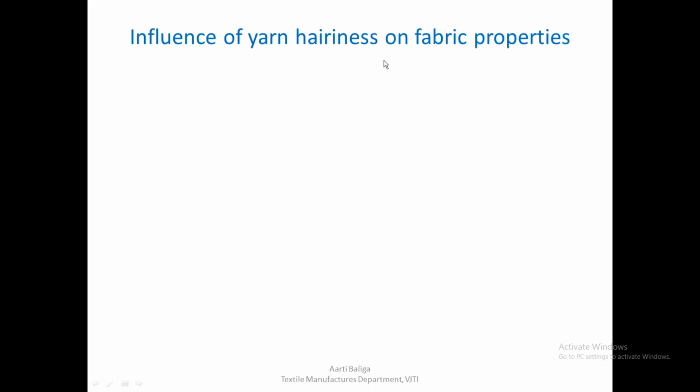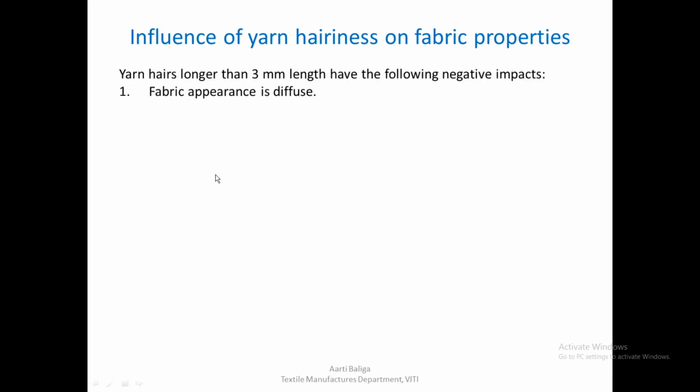Influence of yarn hairiness on fabric properties. So if hairiness is high or low, how does it influence fabric properties? Yarn hairs longer than 3 mm have the following negative impacts. First negative impact is that fabric will appear diffuse; it will not be clear in its look.